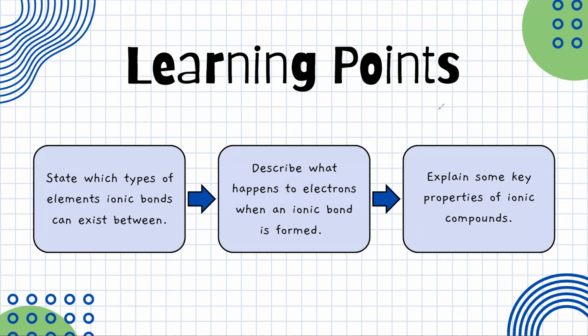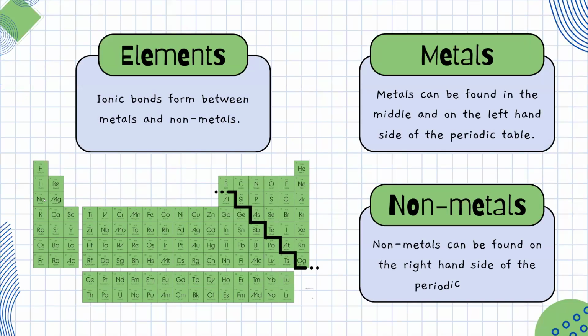Can you hear me clearly? Yes, sir. All right, beautiful. So, the first thing that I want you to be able to do at the end of today's class is to state which types of elements ionic bonds can exist between. And then next, I want you to be able to describe what happens to electrons when an ionic bond is formed. And then I want you to be able to explain some key properties of ionic compounds. So without wasting time, let's get into what we have for today's class.